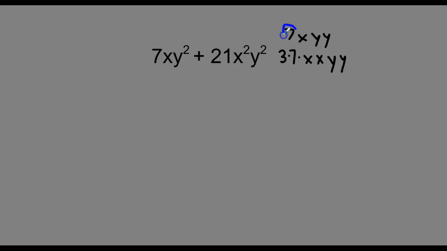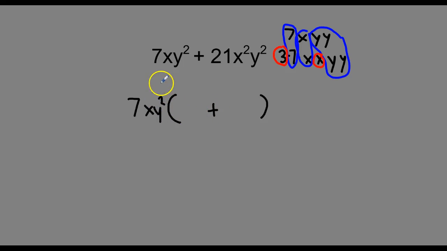Well, we got 7, we got 1 x, and we got both y's actually. And then what's left over there? Well, nothing's left over up here, so that'll be interesting. We have a 3 and an x that are left with that 21x squared y squared. So let's write our parentheses. Let's write what we got outside first. What do they have in common? They have 7xy squared.